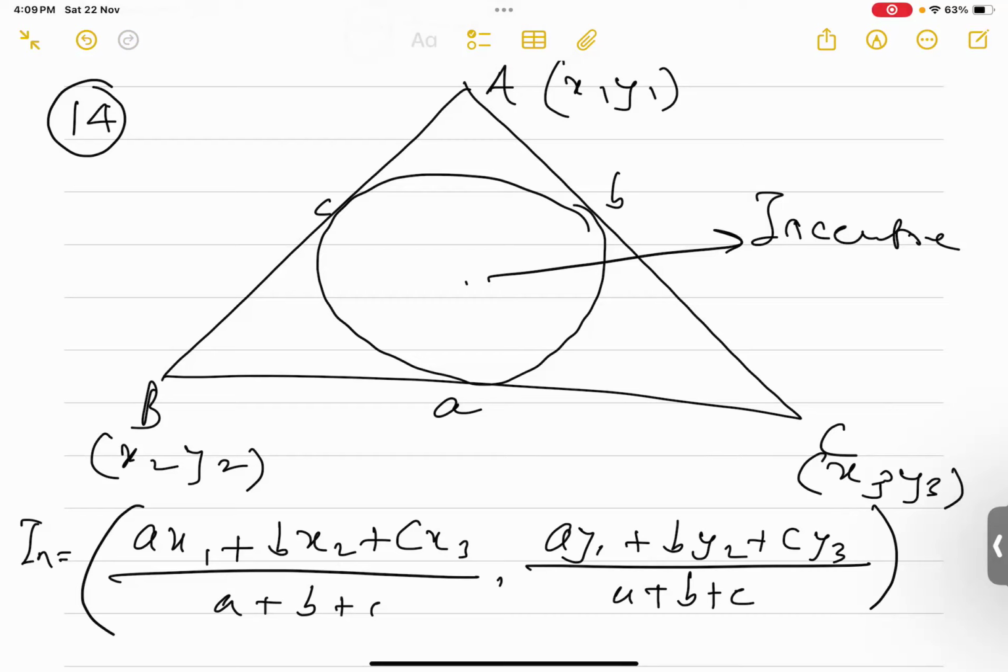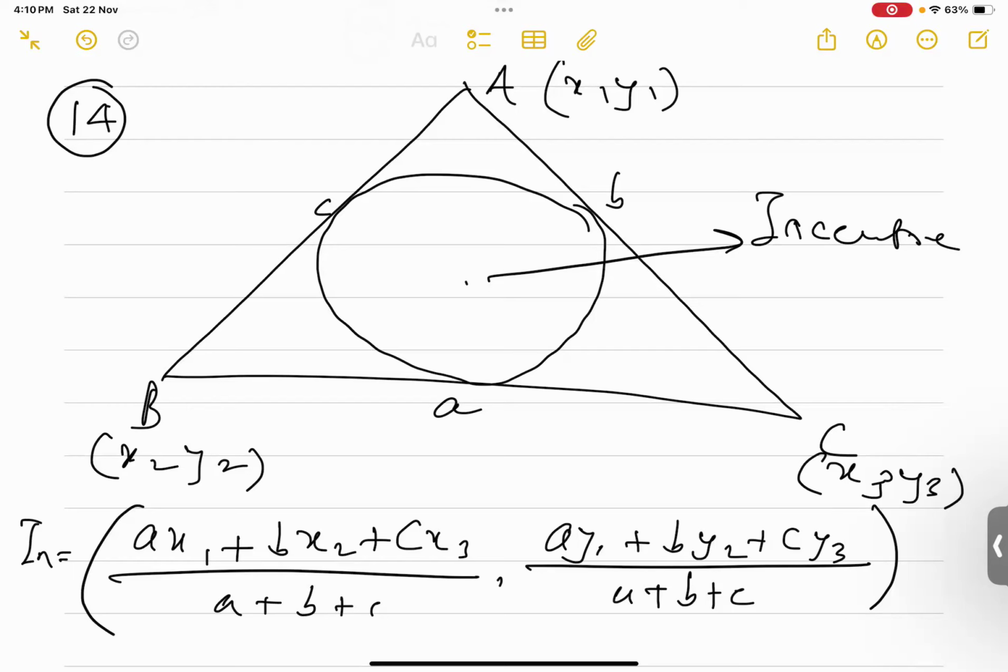A is the length which is opposite angle A. So this concept you should know basically. Centroid is the intersection of the medians. It has a different formula. This is the incenter.